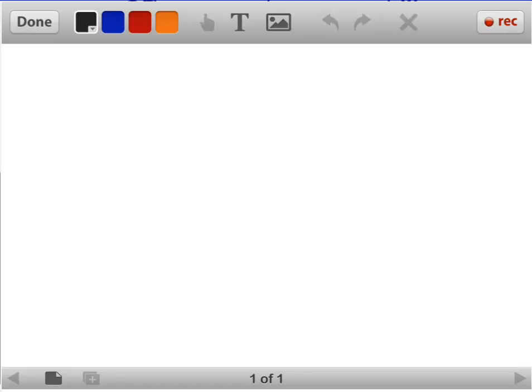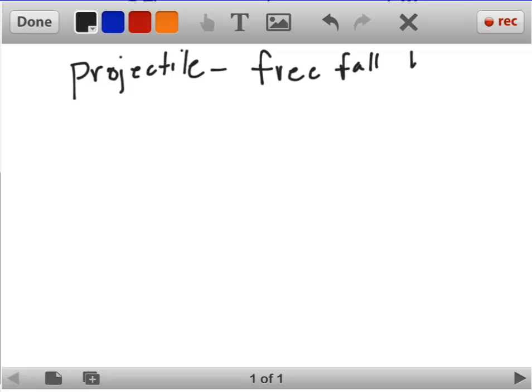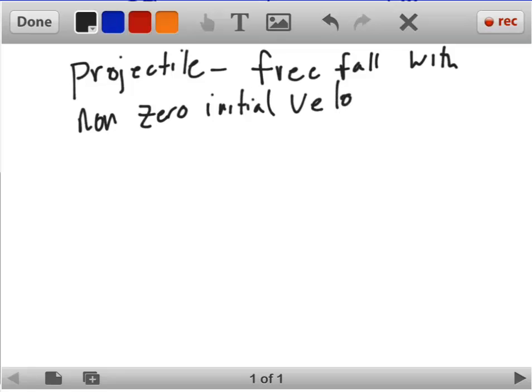Today we're going to take a look at projectiles, right? And a projectile is just an object that is given an initial velocity, and then nothing else acts on it. So this is actually a special case of free fall, okay? So I'm going to say free fall with non-zero initial velocity, okay? And all that means is we only have to consider one force acting on the object.